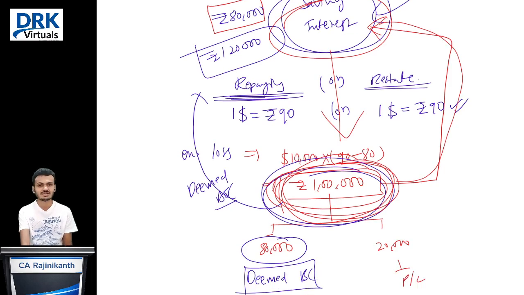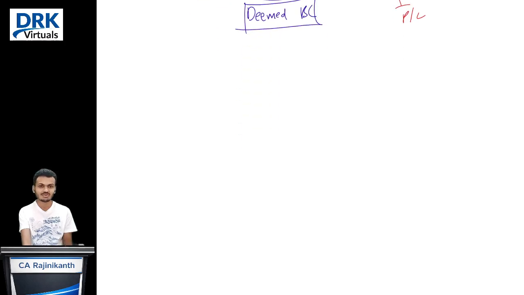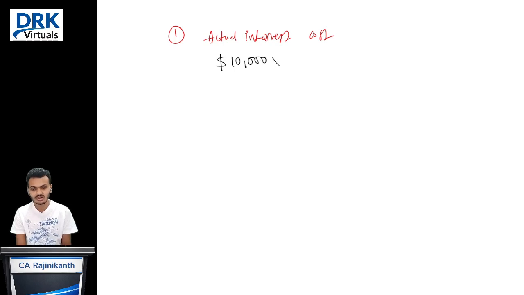Let's write the steps for getting out of the confusion. In step 1, we need to calculate the actual interest cost. How much? 10,000 US dollars into 4% is our interest rate. We are converting that into rupees, closing rate 90 rupees. $1 equals 90 rupees.